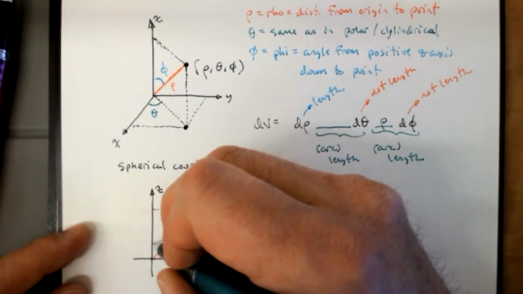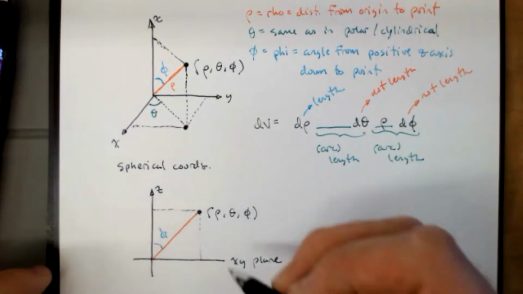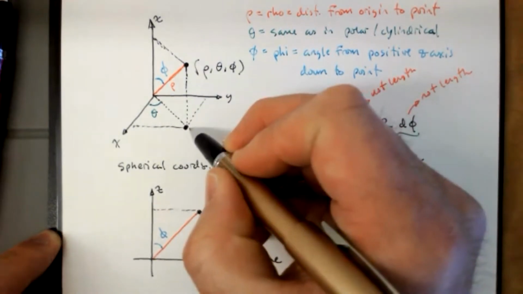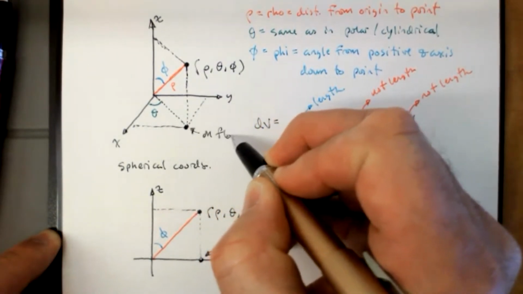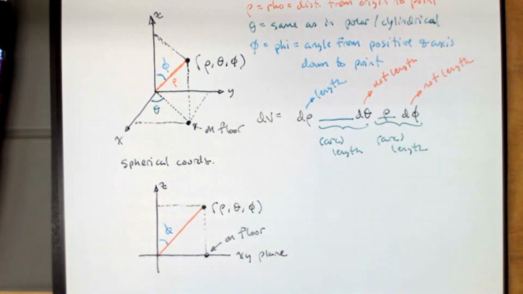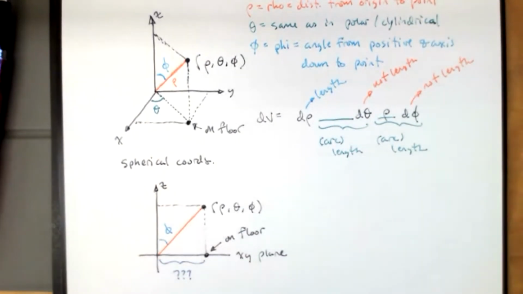Here's the angle phi. So I'm just going to drop down so that I'm looking at this from the side, and so that I can't see any difference in the xy plane. I can't see what's going on with the theta. But what I need to know is how far is this point on the floor from the origin? I need to know how far that point is from the origin. That's what's going to go in as the factor that turns theta into a length.